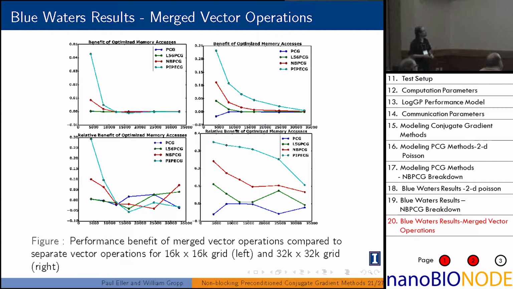And you can see that especially for PCG and NBPCG, there are some pretty significant savings by using the merged vector operations. Basically, it goes up to about 35% on PipeCG, and we see about up to 25% on NBPCG.